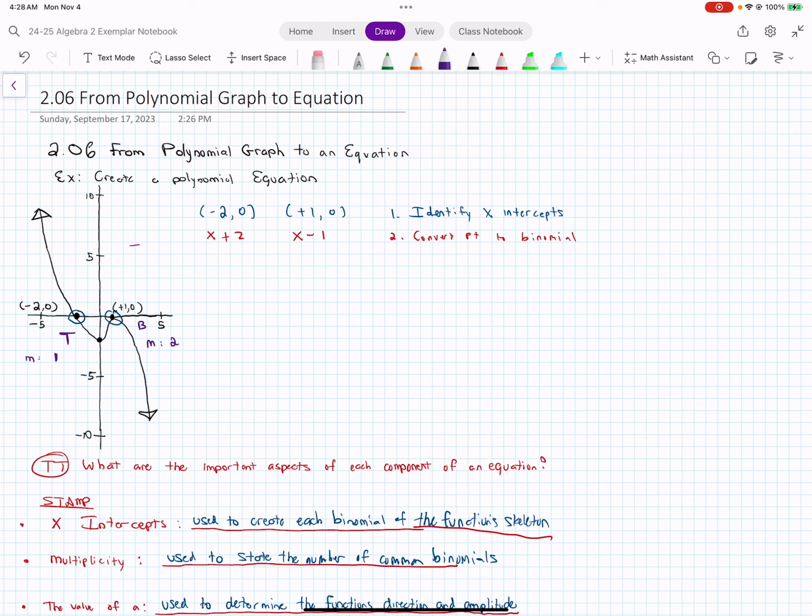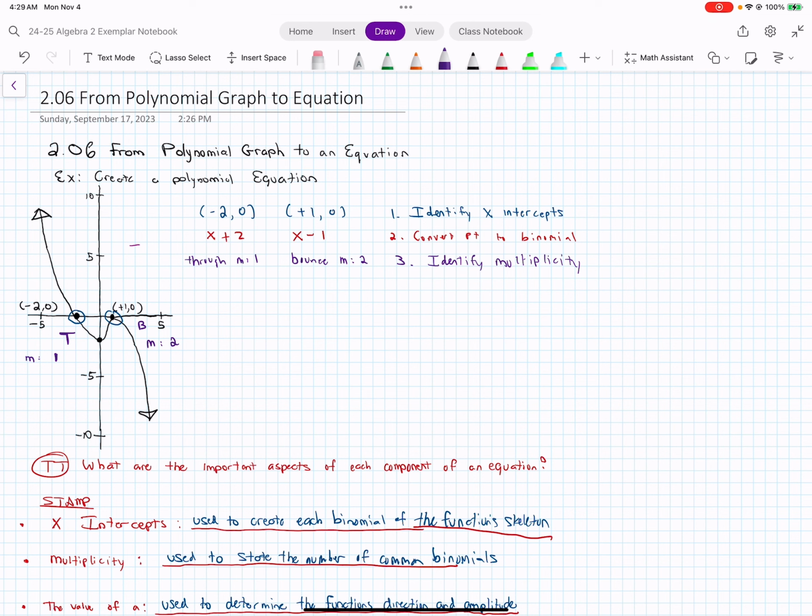Alright, so this is going to be through, and multiplicity 1 is, the reverse. -2, 0. Yeah, that was right. This is going to be through, multiplicity 1, and this is going to bounce, multiplicity 2. So identify multiplicity.